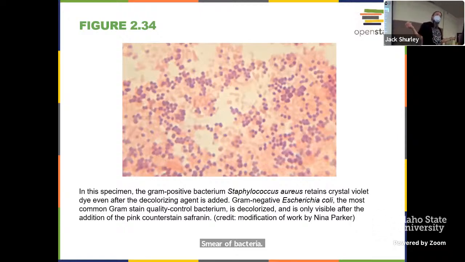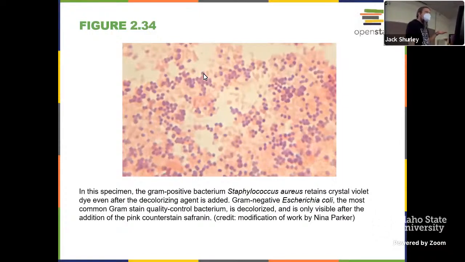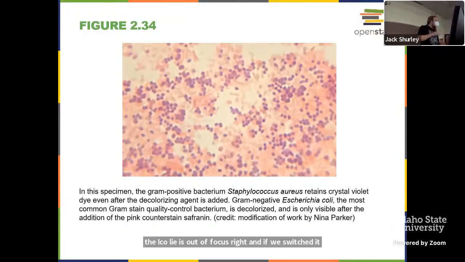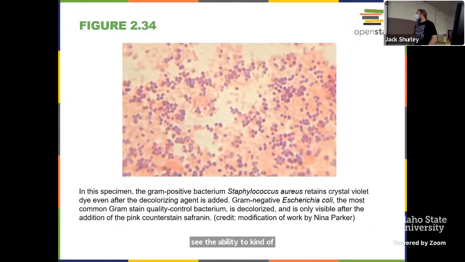The cocci is quite a bit bigger than the E. coli, all right? And we're focusing more in on these gram-positive cells. They're a little crisper, a little clearer to see, and the E. coli is out of focus, right? And if we switched it around, we could get the E. coli in focus, and then our purple stuff would be more blurred out, right? You will see that in the lab as you start seeing some of your cells, right? You can kind of see the ability to move through there, right?